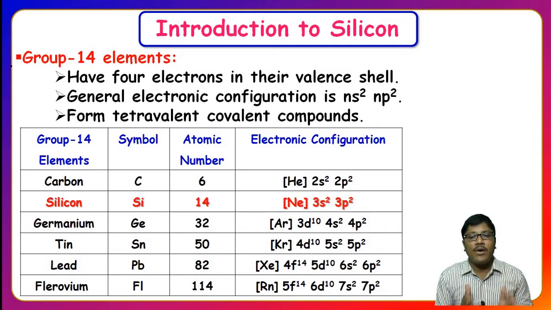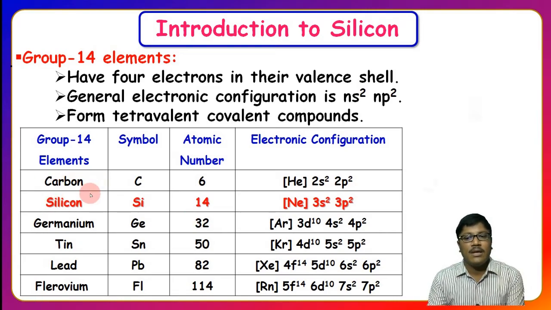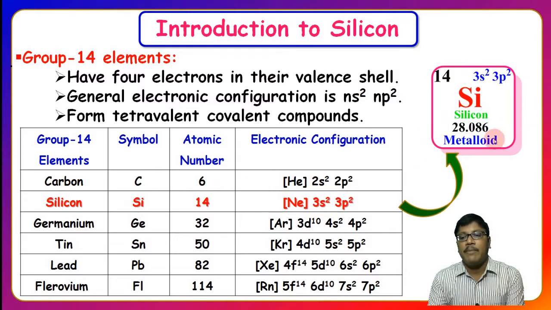They have 4 electrons in their valence shell and hence they can form tetravalent covalent compounds. Carbon is a non-metal. Silicon is a metalloid. Germanium is also a metalloid. Tin and lead are examples of metals.